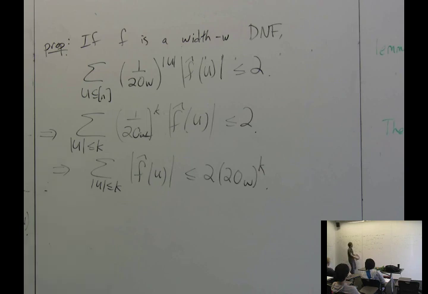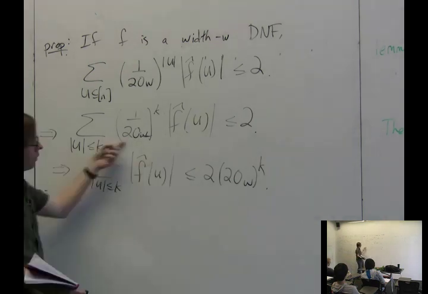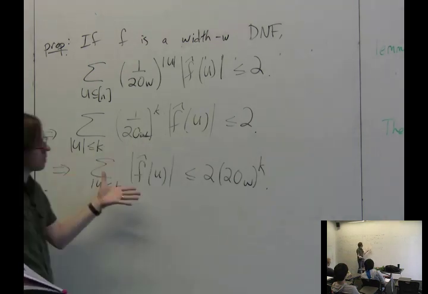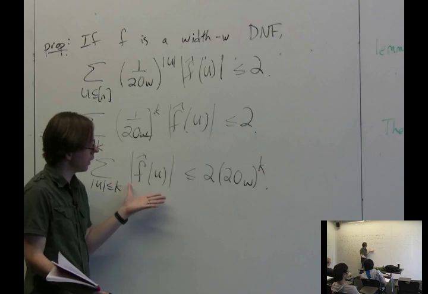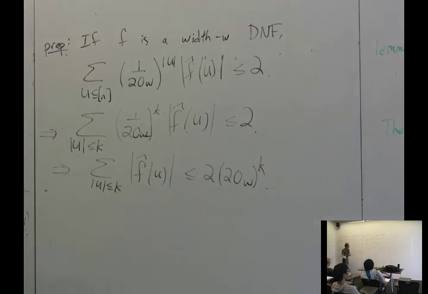What this is saying is that if you're a width w DNF, then it's kind of like the decision tree statement. At least at low degrees, the Fourier spectrum is pretty sparse. The sum of the Fourier coefficients in absolute value is at most something to the k.